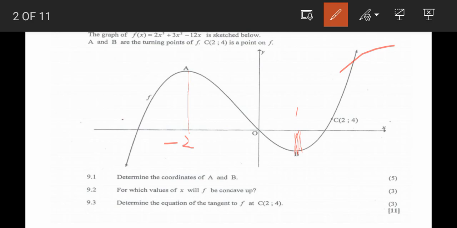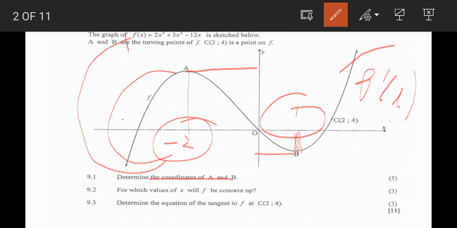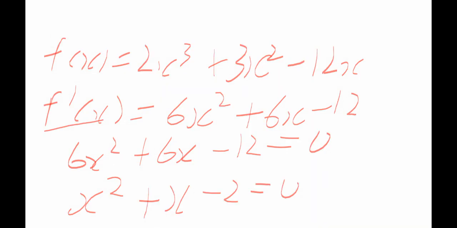But then this is not all. We are supposed to get the coordinates, right? That means we are supposed to get the ordered pairs of A and B. What is left? We are supposed to get the y coordinates of A and also the y coordinate of B. So what do we do to get the y coordinates? Because we now have the x from using the equation f prime x, we now take the x coordinates that we have, then we go back to the original, which is f of x, substitute it there and get what? The y coordinates. Let's do that.